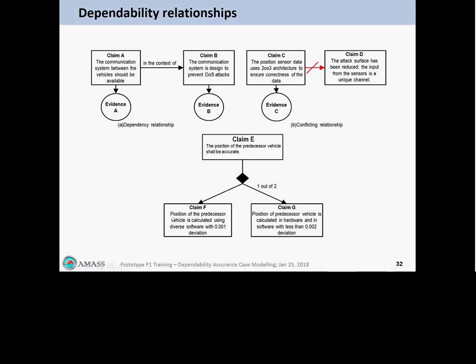So the position of the predecessor vehicle is calculated using diverse software with 0.001 deviation. Could be this true or could be this one. Position of the predecessor vehicle is calculated in hardware and in software with less than 0.002 deviation. So just with one of them to become true, it's okay. But we have different design decisions here. Here we have, well, use diverse software, and here we have, well, use diversity because you have software and hardware. You can choose one option.